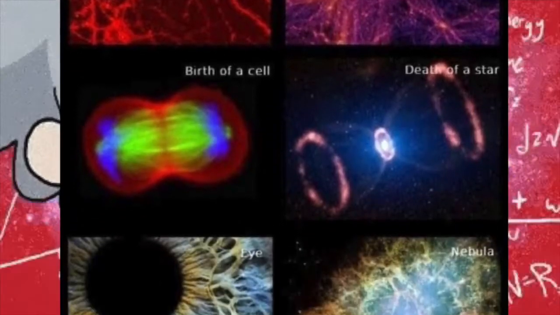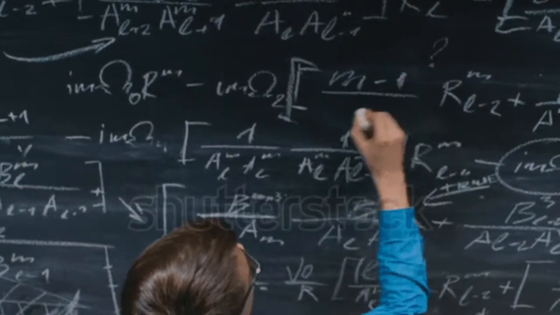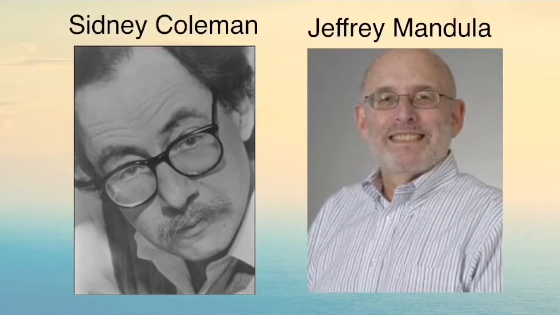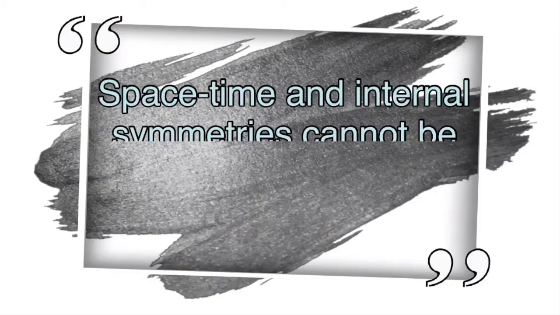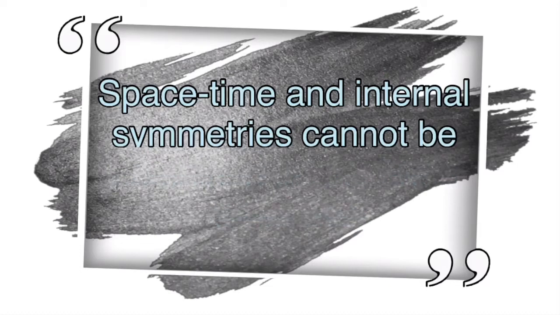Coleman-Mandula theorem is yet another scientific concept that applies the mathematics of symmetry. It concerns what symmetries are possible in a relativistic theory of interacting particles, and according to proponents Sidney Coleman and Jeffrey Mandula, space-time and internal symmetries cannot be combined in any but a trivial way because the symmetry of a vacuum is the symmetry of the world.